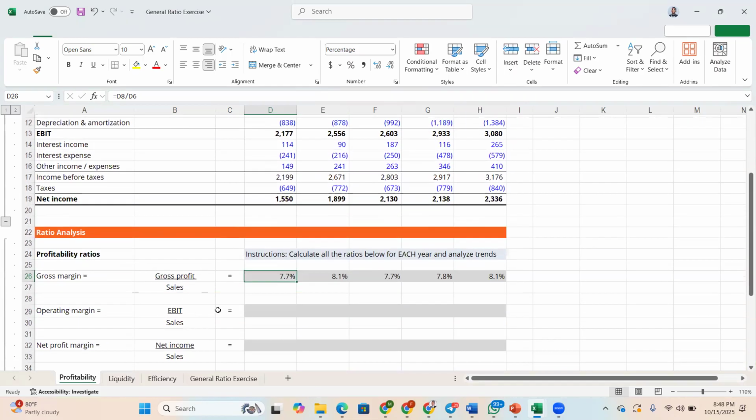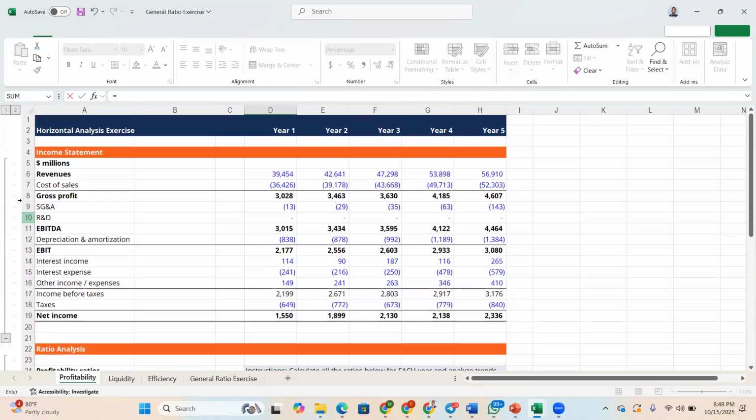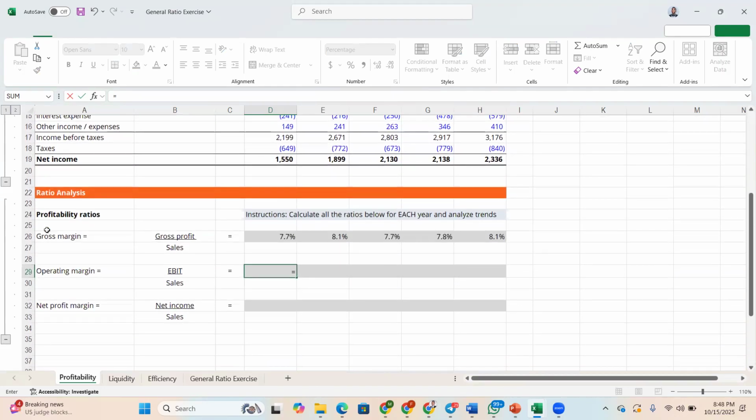Okay, let's finish these profitability ratios first. Operating profit margin. For operating profit margin, we'll take the operating profit. Our operating profit is earnings before interest and tax. Another name for operating profit is profit before interest and tax, and profit is also called earnings. So please take note. You can see it as operating profit, or profit before interest and tax, or earnings before interest and tax.